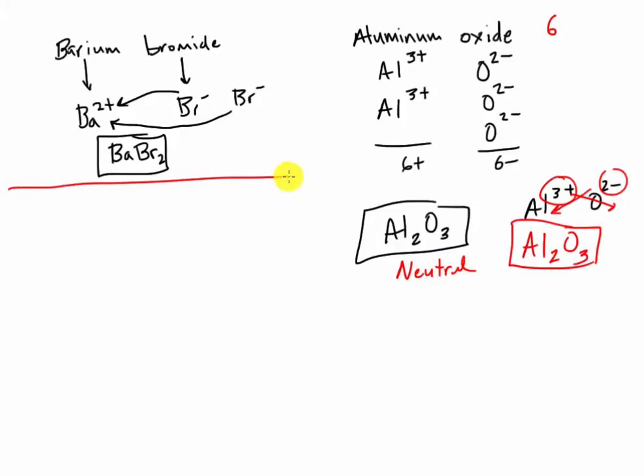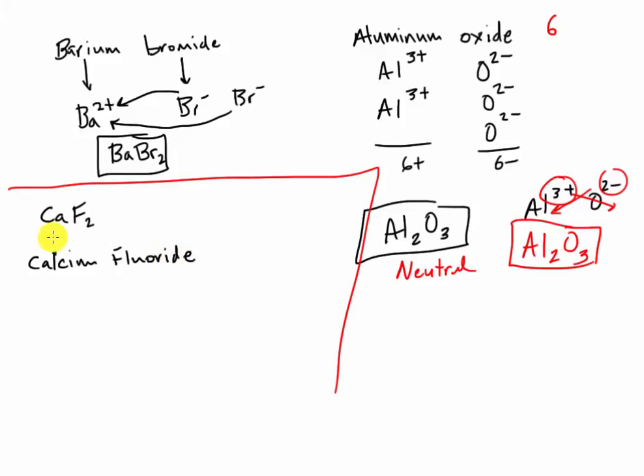Okay, so let's look at something else here. What if I gave you the formula? Let's say that the formula is CaF2. Alright, so it would be calcium fluoride. That's it. That's all you do. Just name the anion and the cation. So name your cation, name your anion.